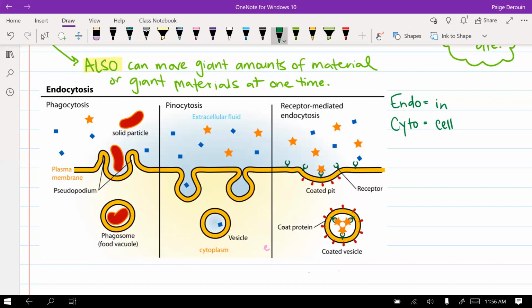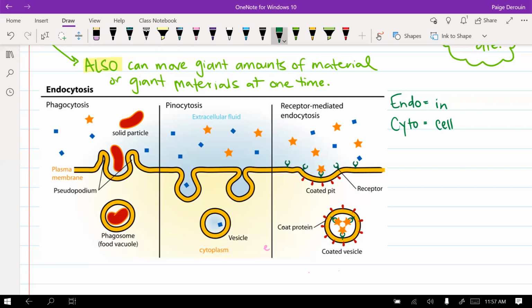Pinocytosis is very similar, except instead of growing out, the cell dips inwards and allows some of the fluid that's already outside the cell to suck into the pit that it creates, and then it pinches off and forms a vesicle, which is a smaller vacuole. It's just a tiny vacuole. And now there's fluid from outside inside the cell that the cell can use for whatever it needs to use it for.